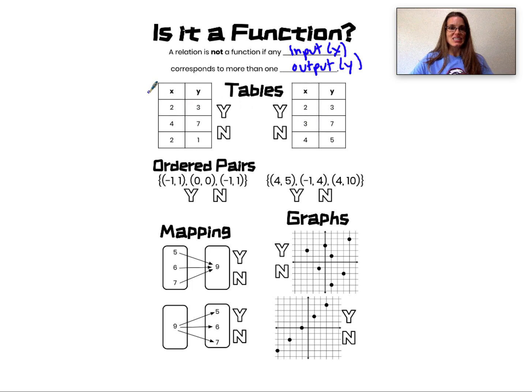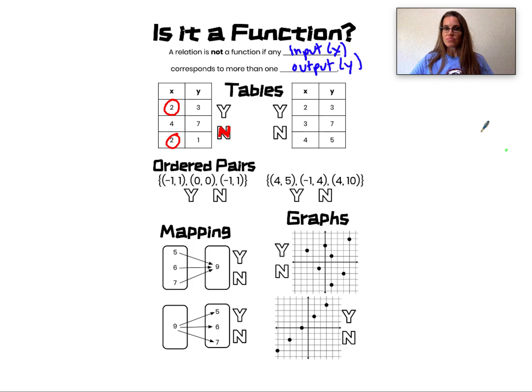First example is a table, input of 2, output of 3, input of 4, output of 7, so far so good. Then we get to input of 2, output of 1. So the same input x has two different outputs. 2 has an output of 3, 2 has an output of 1. This is not a function. One input, two different outputs, two different y values.